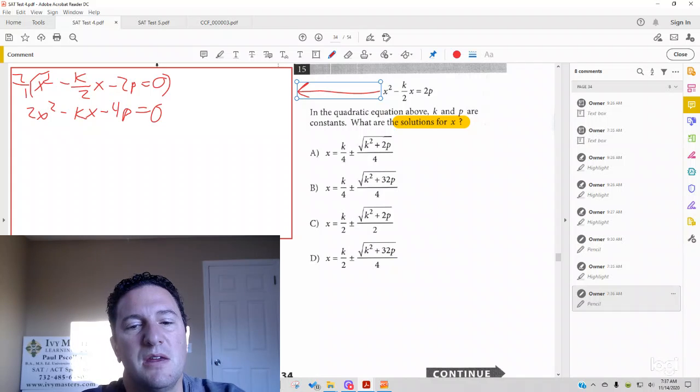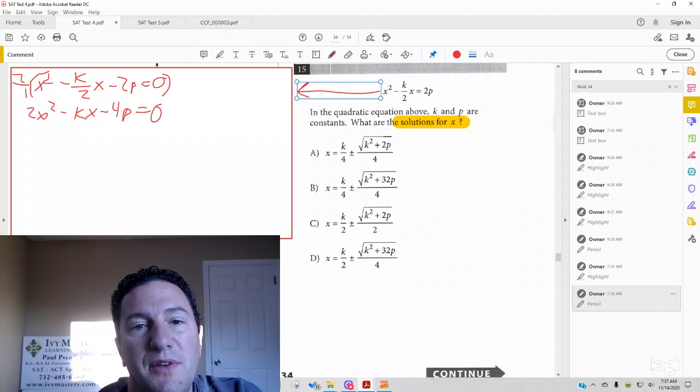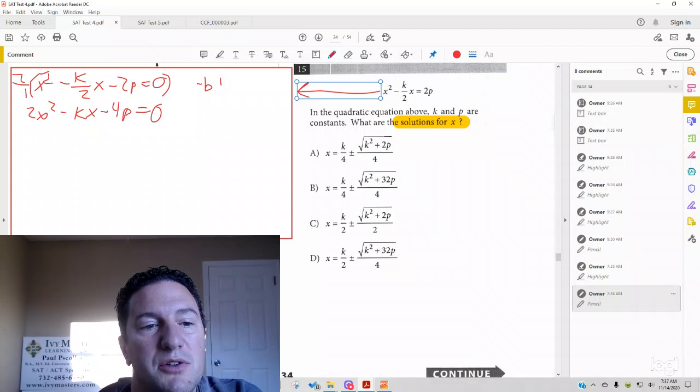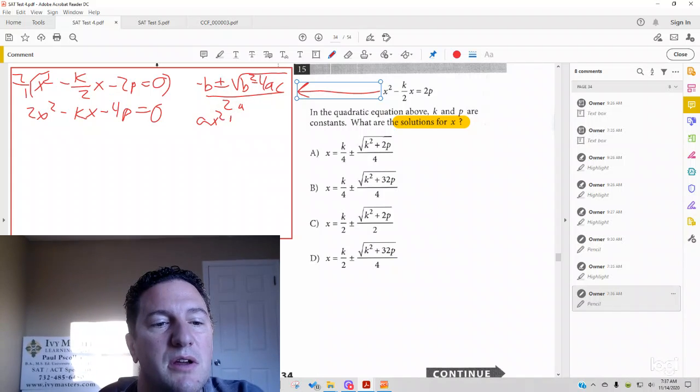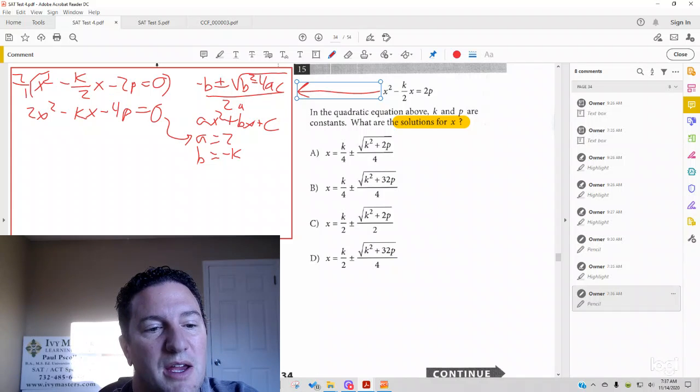Now, you have to have this memorized: negative b plus or minus the square root of b squared minus 4ac, all over 2a. Remember, that's when you're in the form ax squared plus bx plus c. So for this equation, you can see that your a equals 2. Your b does not equal 1, it does not equal negative 1, it equals negative k. Why? Because your b is always what's attached to your x.